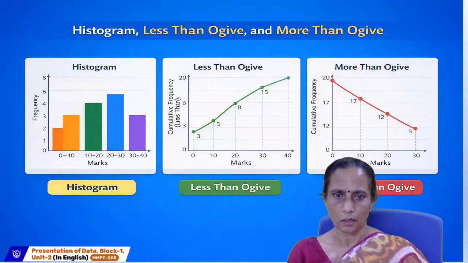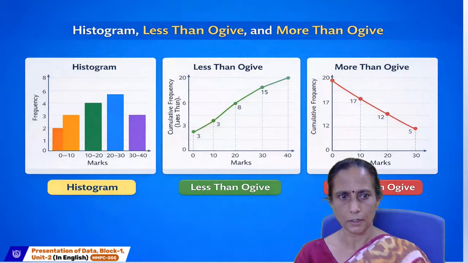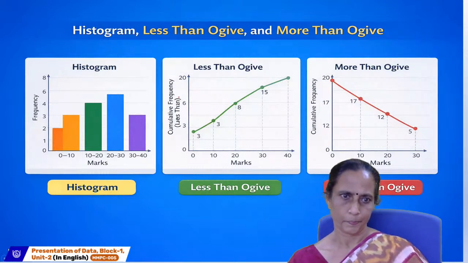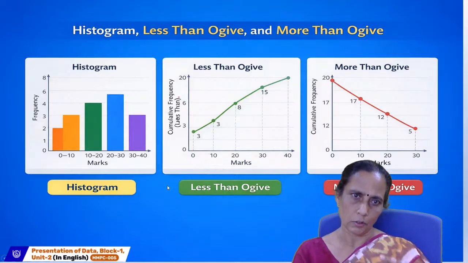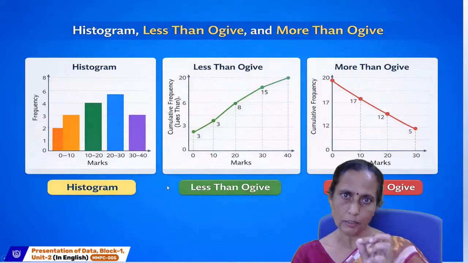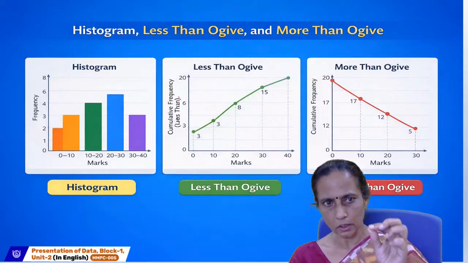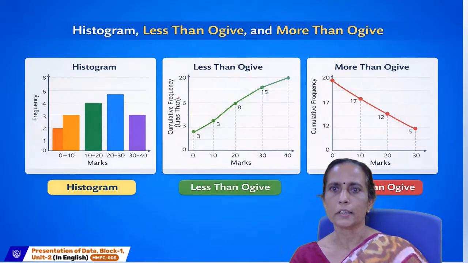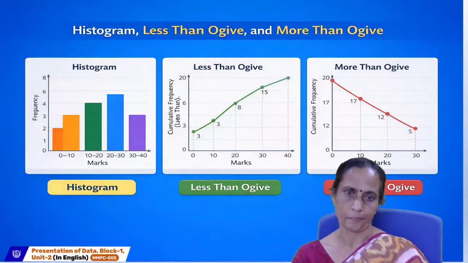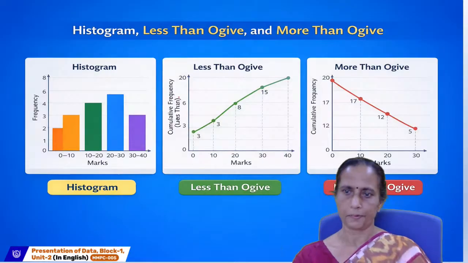So this is your less than curve, and this is your more than curve. And this is the histogram. If we make a smooth freehand curve by taking the midpoints of the histogram bars, then we call that a frequency curve, or else it is called an ogive. So there is the less than ogive and the more than ogive.